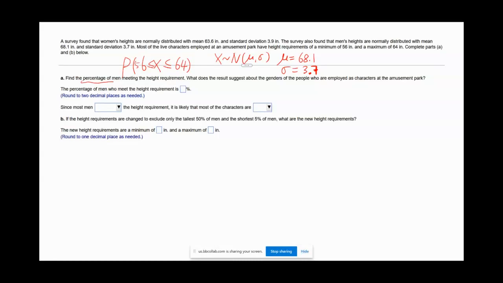All right, okay, so use normal CDF because we're looking for a percentage, right? Our lower bound 56, our upper bound 64, our mu 68.1, our sigma 3.7. Yeah, that's going to be a pretty straightforward thing to do. So let's go to second vars.